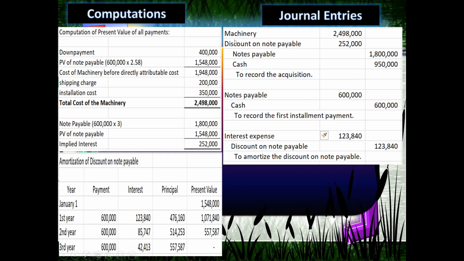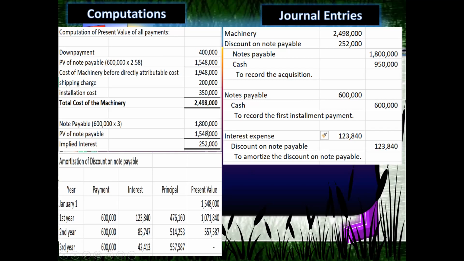For the entries, this will be the entries na of our sample problem. So the first entry is just recording the acquisition. So if you have noticed there, nag-debit siya ng machinery based on the total cost of the machine. So that includes already all of the directly attributable cost. And then your discount on note payable, we have initially computed that.